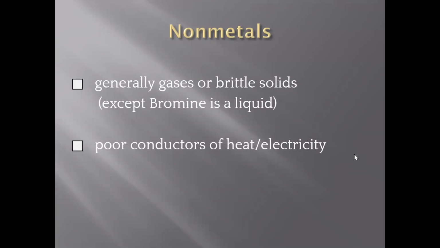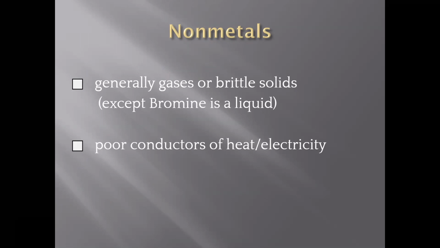Nonmetals, on the other hand, now remember, that's everything to the right of the staircase. They are generally either gases or brittle solids at room temperature. Again, there's one exception. Bromine is going to be a liquid at room temperature. There's not a lot of elements that at room temperature tend to be in liquid form. Mercury is one, bromine is the other.